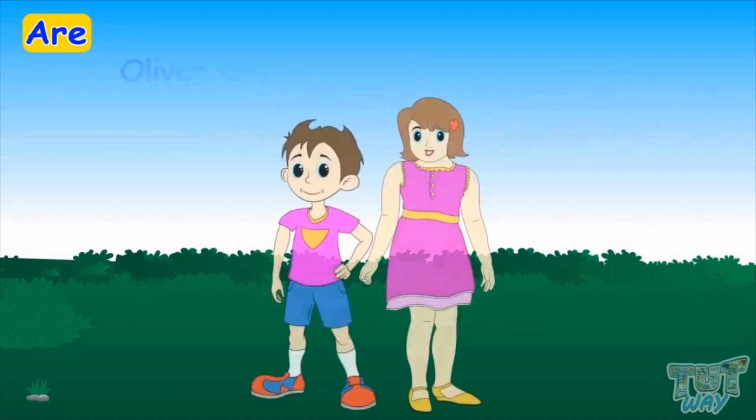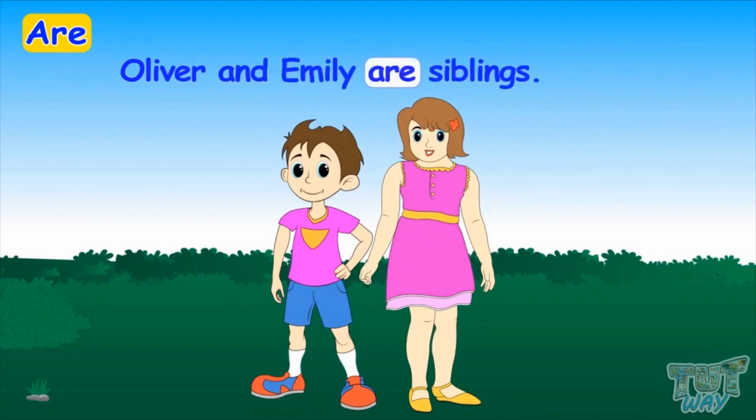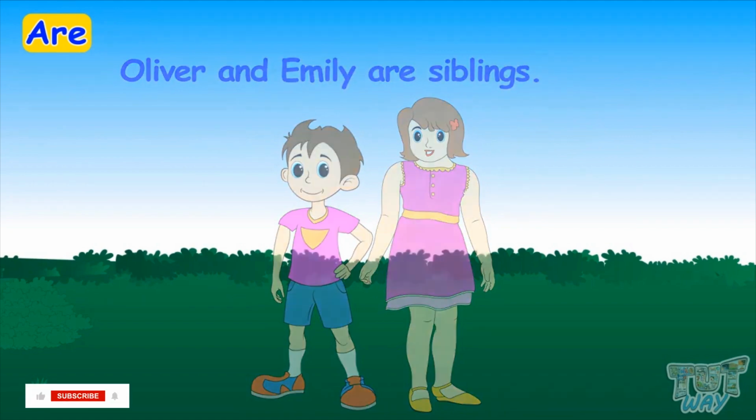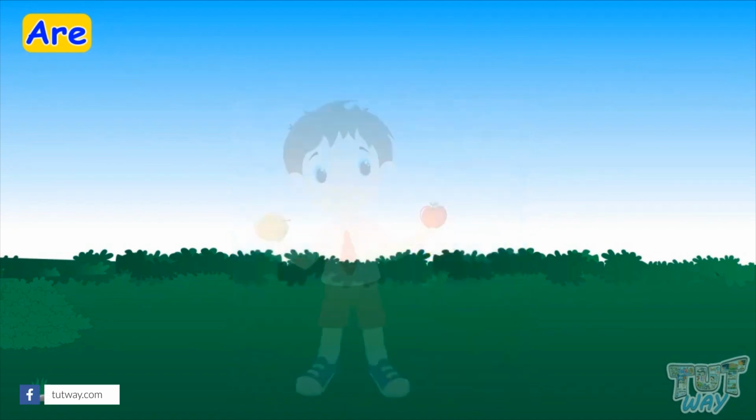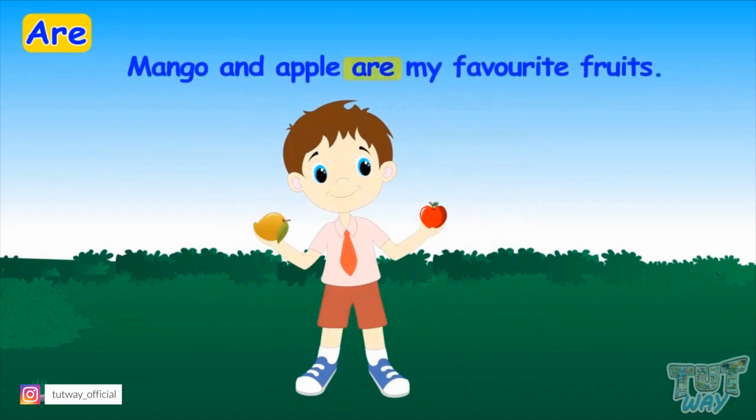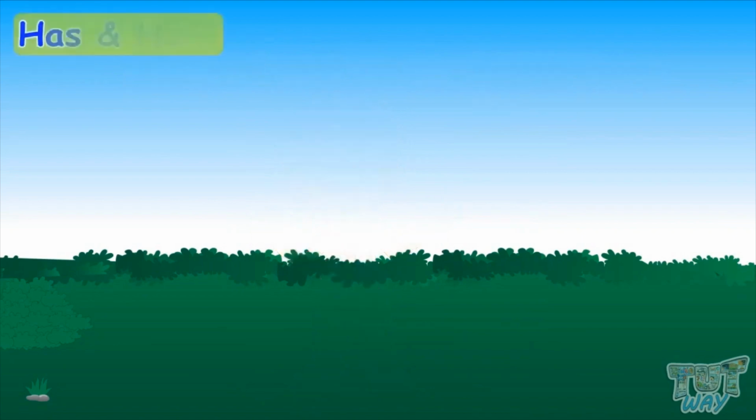Oliver and Emily are siblings. Canada and North America are neighboring countries. Mango and apple are my favorite fruits. So we have learned where to use are. Now it's time to learn about has and have.